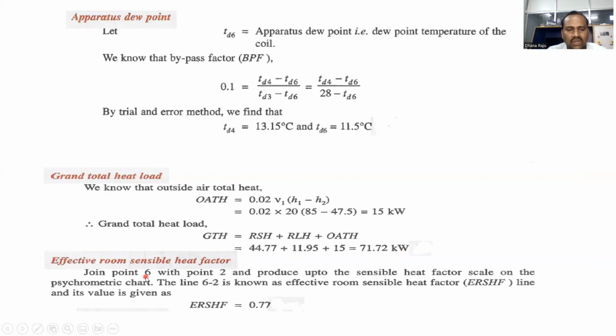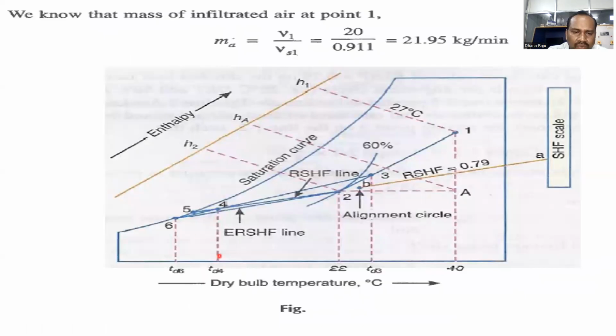71.72 kilowatts. Then join 6 with point 2 and produce up to the sensible heat factor scale on the psychrometric chart. The line 6-2 is known as the effective room sensible heat factor line, and the value is 0.77. We know how to calculate effective room sensible heat factor. Effective room sensible heat factor equals effective room sensible heat by effective room total heat. If you use that relation, we will calculate it as 0.77. If you join 6-2, we will get the effective room sensible heat factor line.